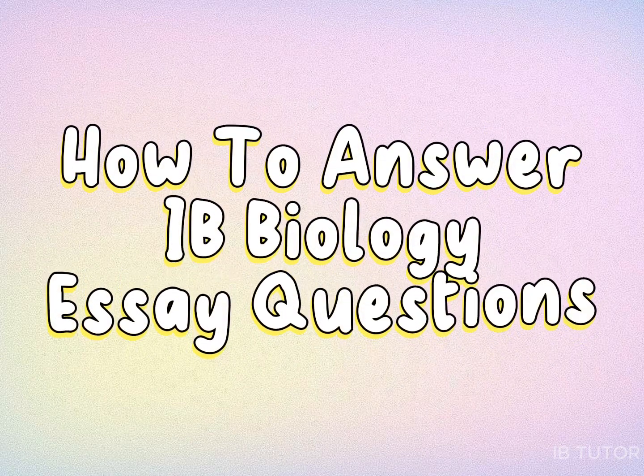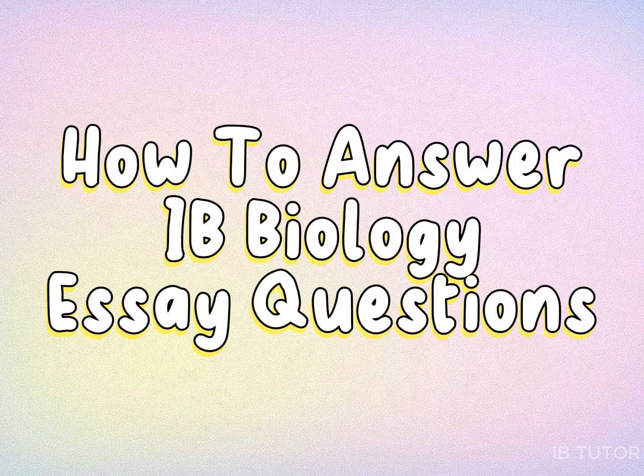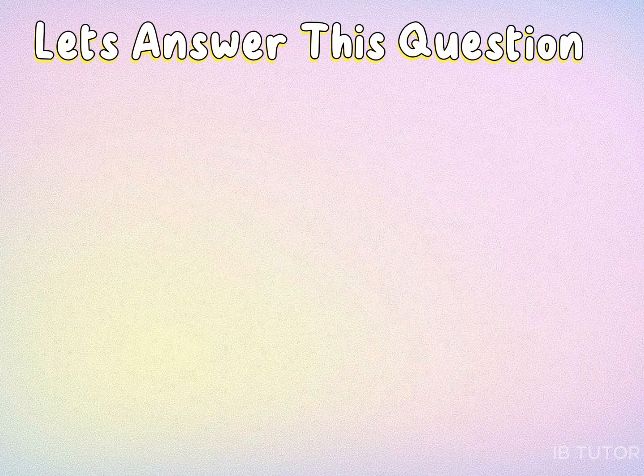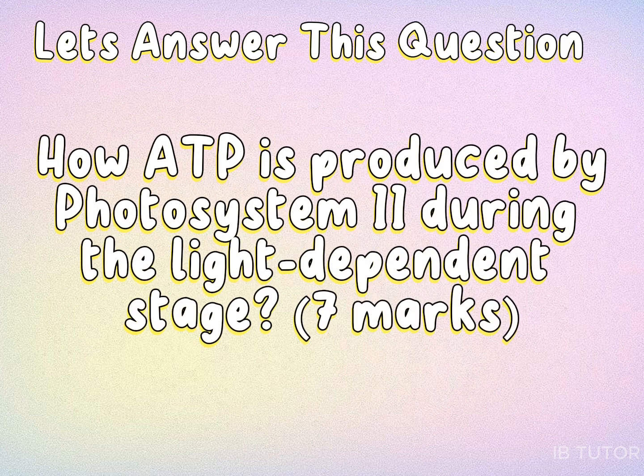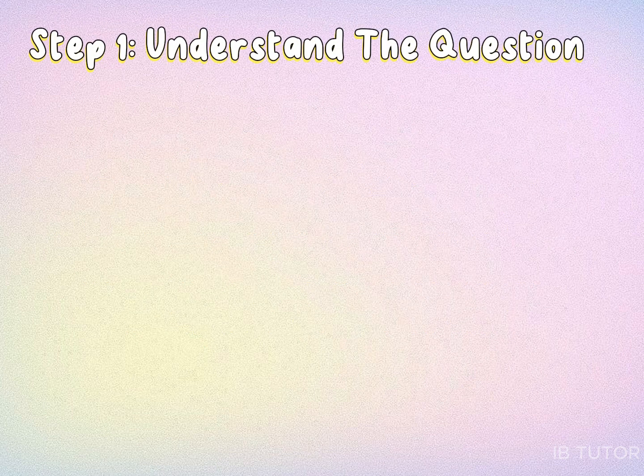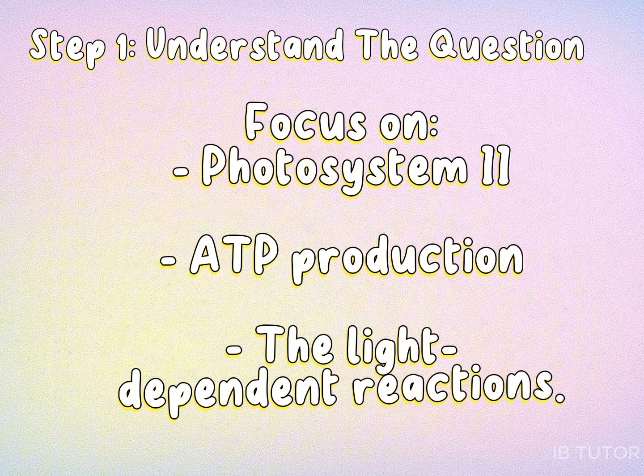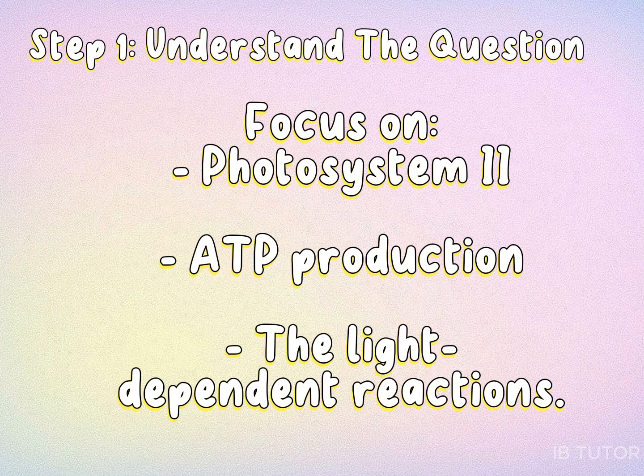How to answer IB biology essay questions. Let's answer this question: How is ATP produced by photosystem during the light-dependent stage? 7 marks. Step 1. Understand the question. Focus on photosystem to ATP production, the light-dependent reactions.